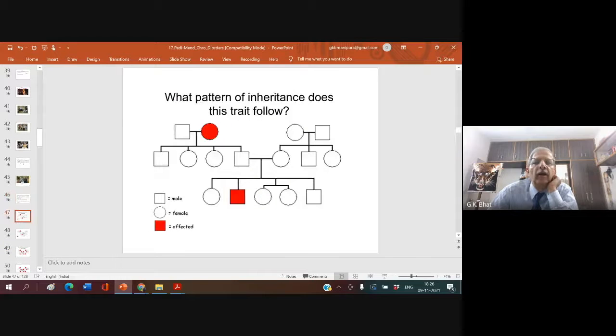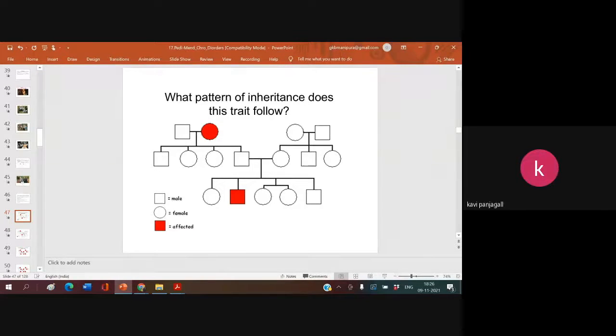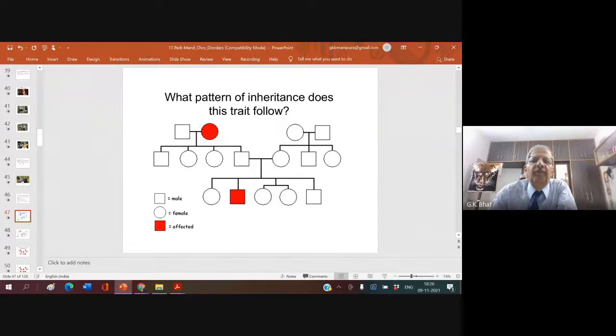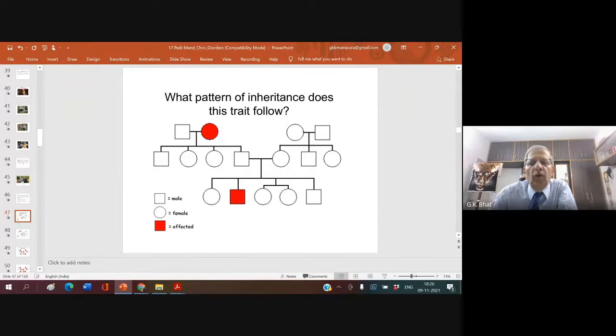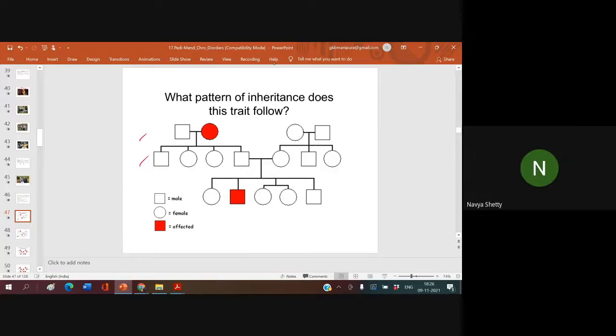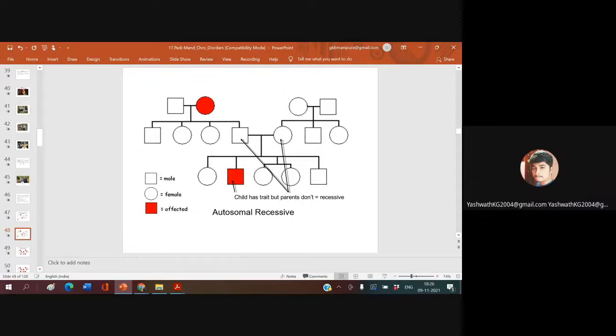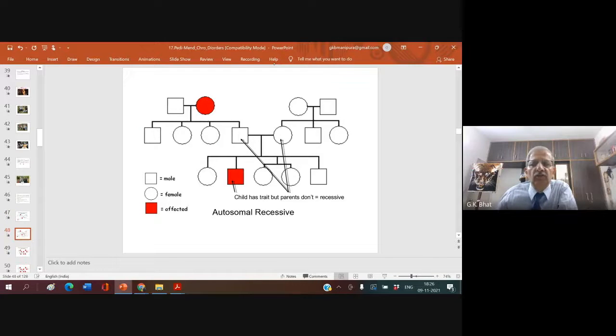Now, what pattern of inheritance does this trait follow? Quick. Autosomal dominant or autosomal recessive? Someone said autosomal dominant. If it is dominant, it should be seen in the parents, in every generation, with affected individuals in every generation and in the offspring. Otherwise it is autosomal recessive.